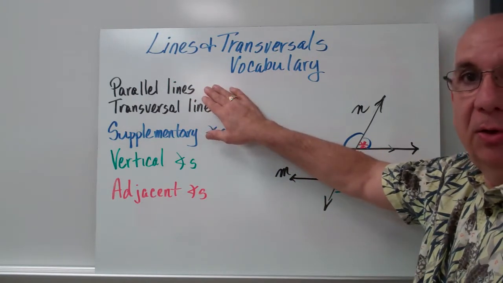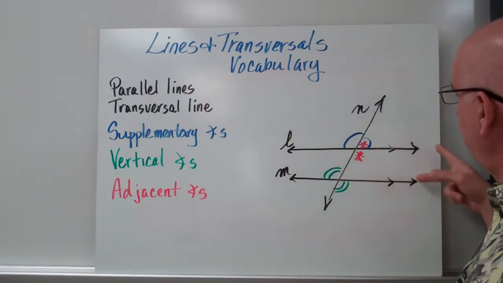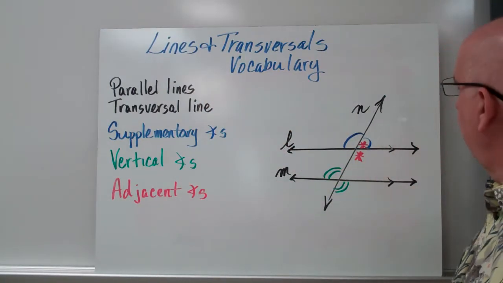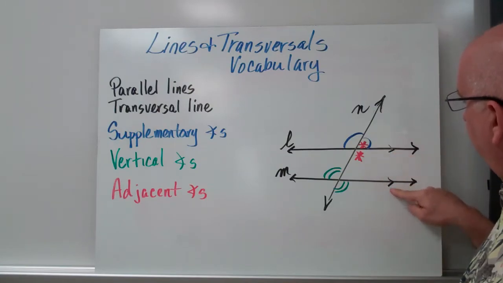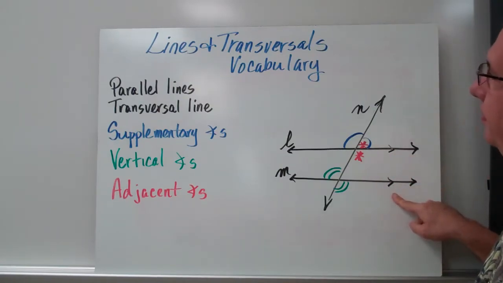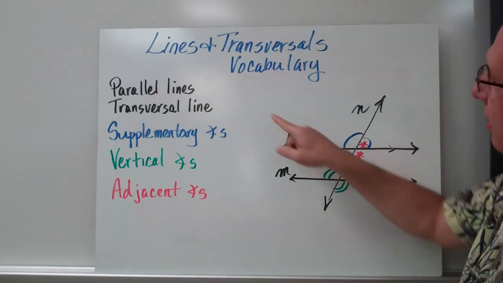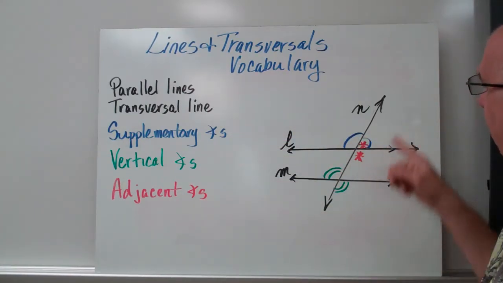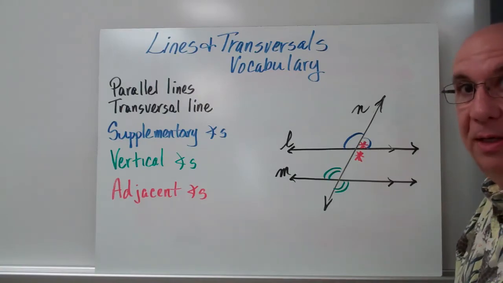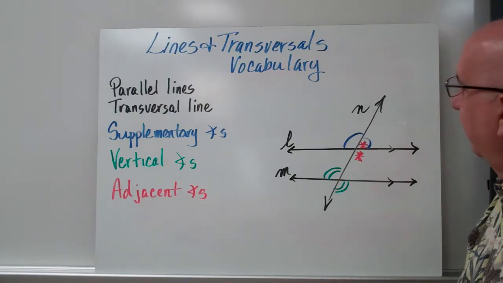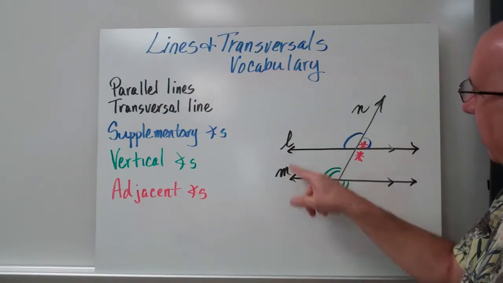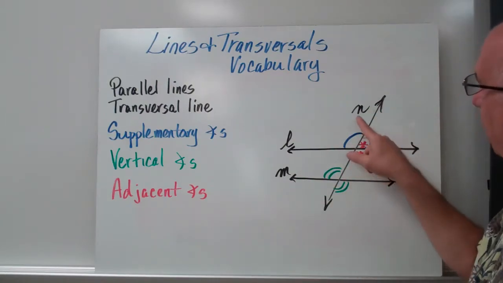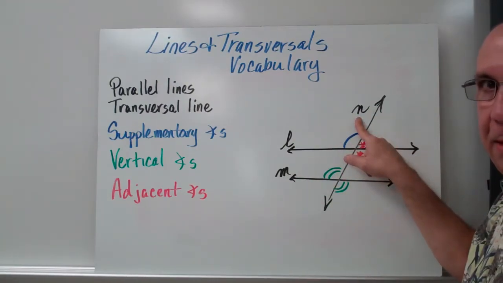Parallel lines, as we learned earlier, are two lines that never intersect. Their symbol for parallel is right here. The new term is a transversal line. Transversal means nothing more than a line that intersects, that crosses parallel lines. We have parallel lines L and M here, cut by transversal line N.